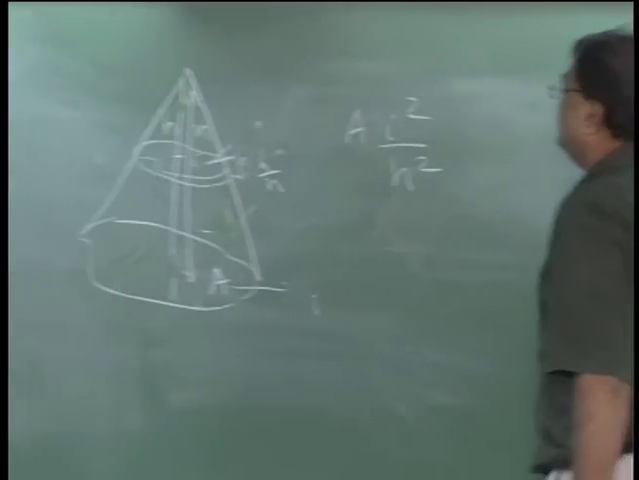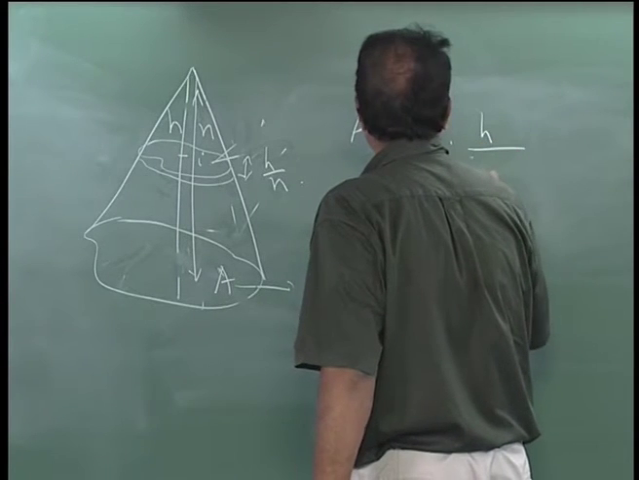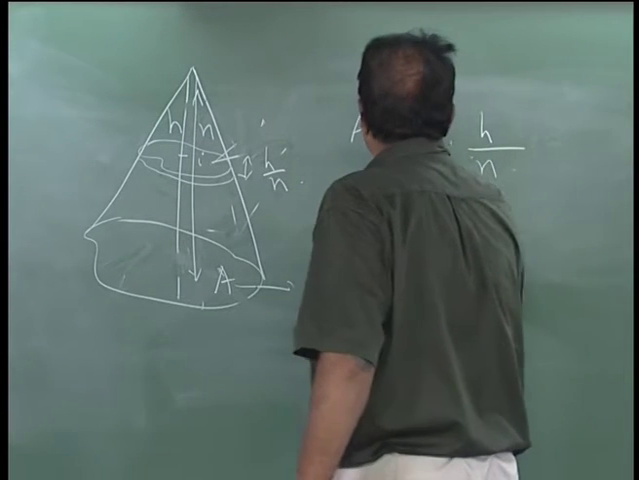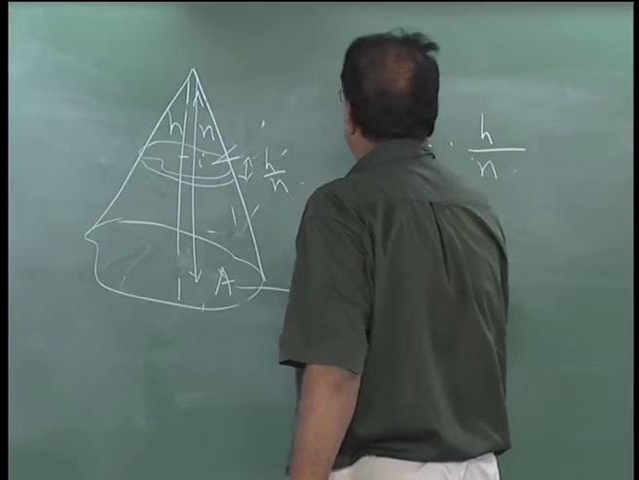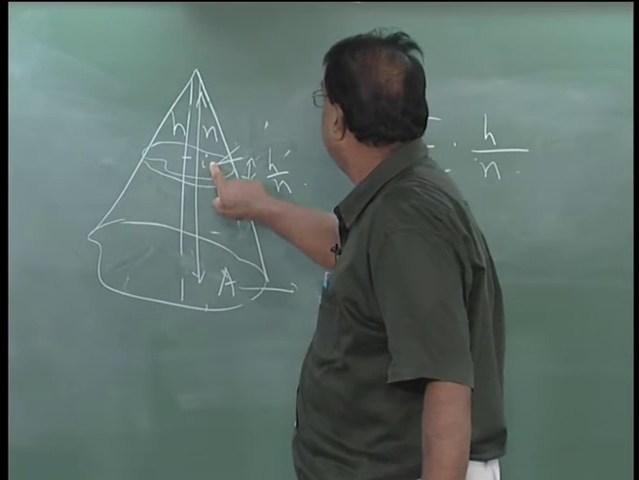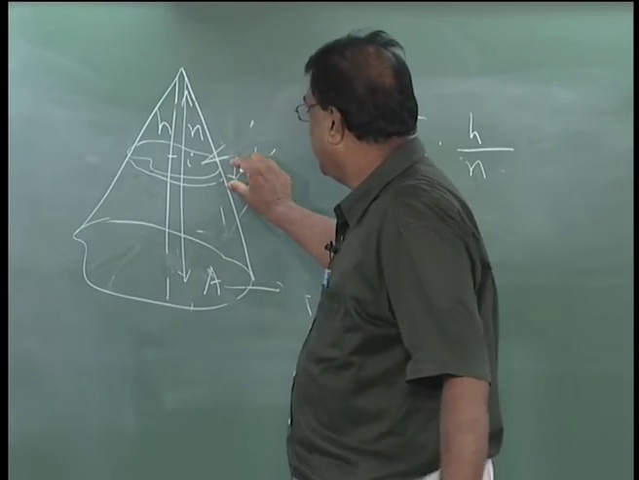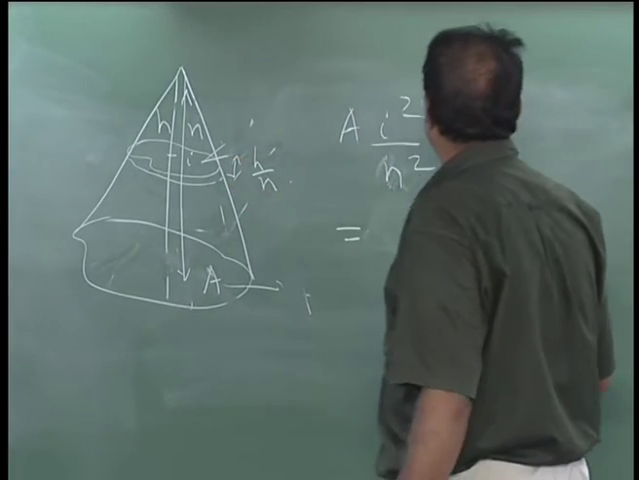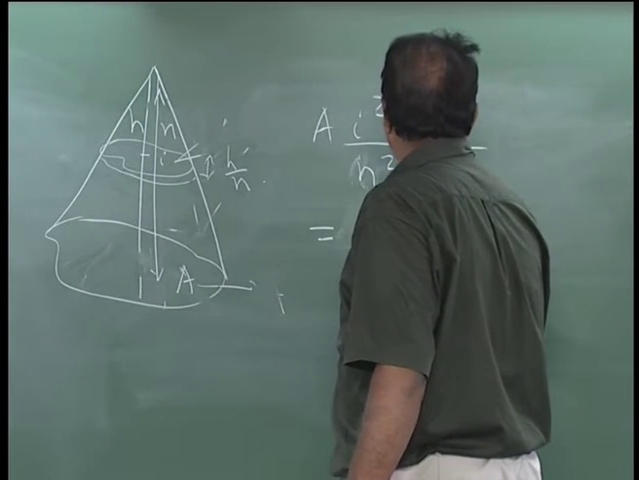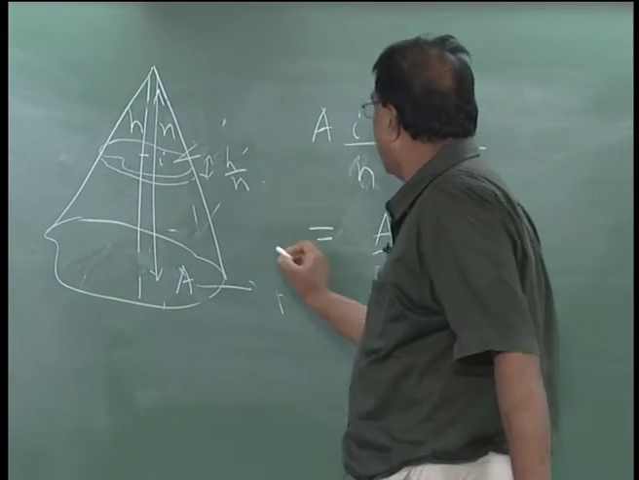So, this will be h by n. Okay. So, now it is a squared by n squared. You have to sum over all these slabs. The volume of this slab is the area, a into i squared by n squared, and the thickness of the slab is h by n. So, essentially you are getting a by n cubed into h into i squared. Now, you have to sum over i equal to 1 to n.